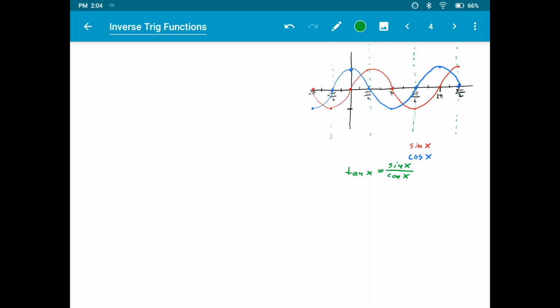And so we get that set of vertical asymptotes. Whenever sine of x and cosine of x are both negative or both positive, we get positive values. Whenever one is negative and the other is positive, we get negative values. So we end up getting a function that is looking like this.